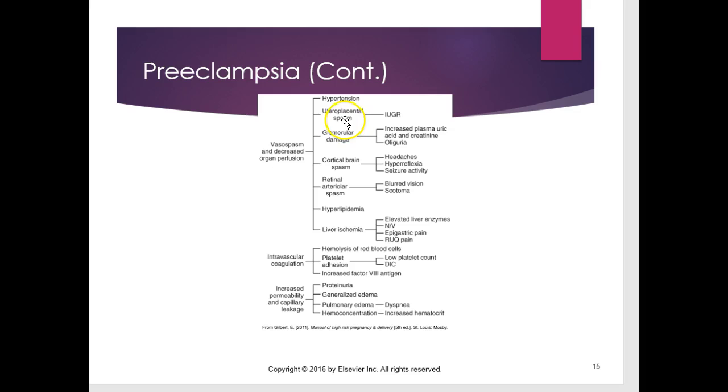For the placenta, uteroplacental spasms, intrauterine growth restriction. Glomerular damage, kidneys, we get damage there, increased plasma uric acid and creatinine, oliguria, less than 30 mils an hour. Cortical brain spasms, headache, hyperreflexia, and seizures. Retinal arteriolar spasm because of the pressure, that is blurred vision and scotomata. You guys, this is very ominous. Blurred vision and scotomata, very ominous. Liver ischemia, elevated liver enzymes, nausea and vomiting, epigastric pain, right upper quadrant pain.